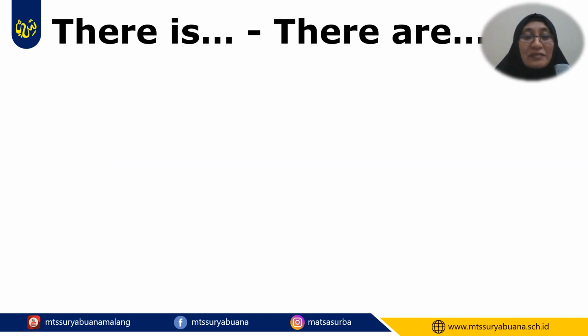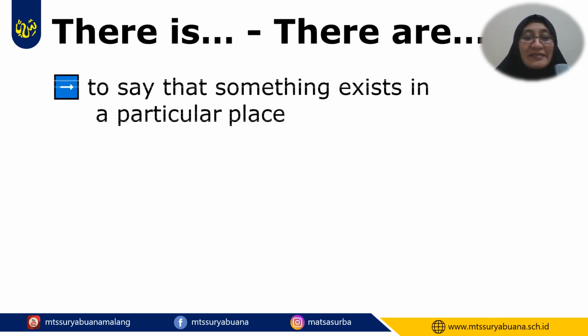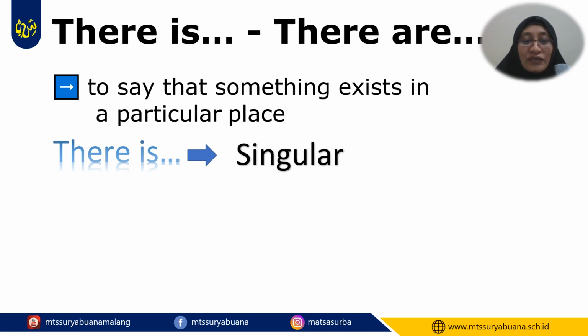So, from the examples, can you conclude what is the use of there is and there are? Right. There is and there are are used to say something that exists in a particular place. There is is used for singular.